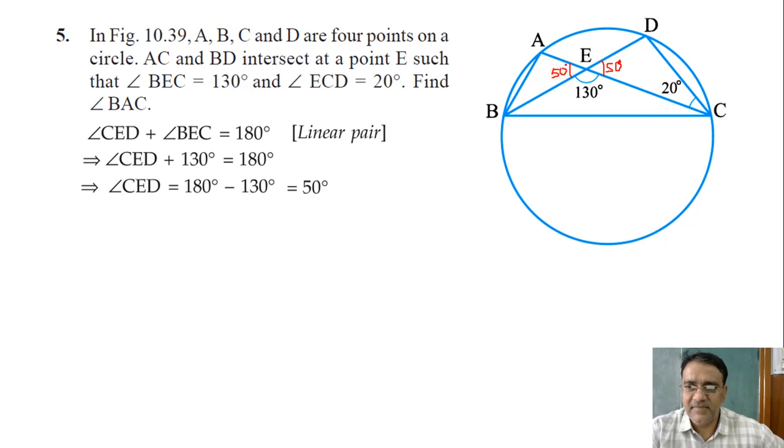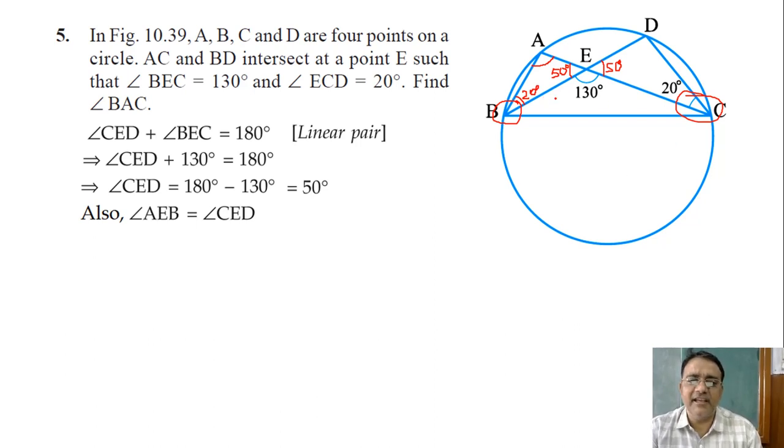Right? This angle is also 50 degrees, and this angle is 20 degrees. Why? These two angles are equal. Angles in the same segment, right? And now by using the angle sum property of triangle you can find this value. So you can do it either way, both are correct. So I am doing it in this way.